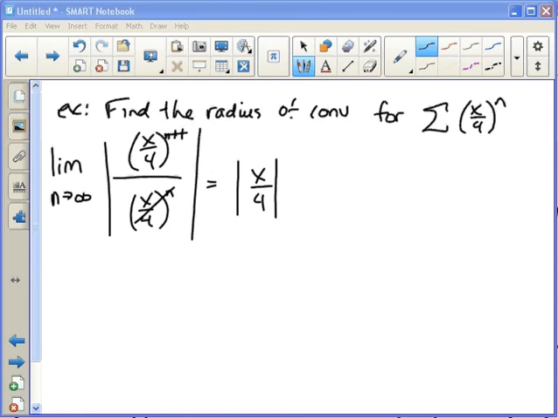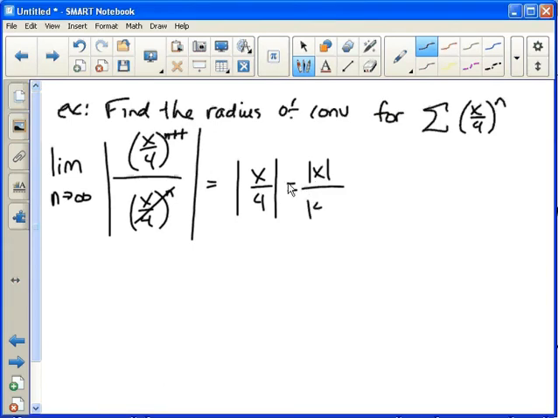This is our limit. Our limit is the absolute value of x over 4, but we want to know where it converges. So you have to think back to the rule for the ratio test. The ratio test says if your limit is less than 1, then you converge. So let's rewrite this a little bit. We can rewrite this as absolute value of x over absolute value of 4. Absolute value of 4 is just 4. So I can have it written like that.